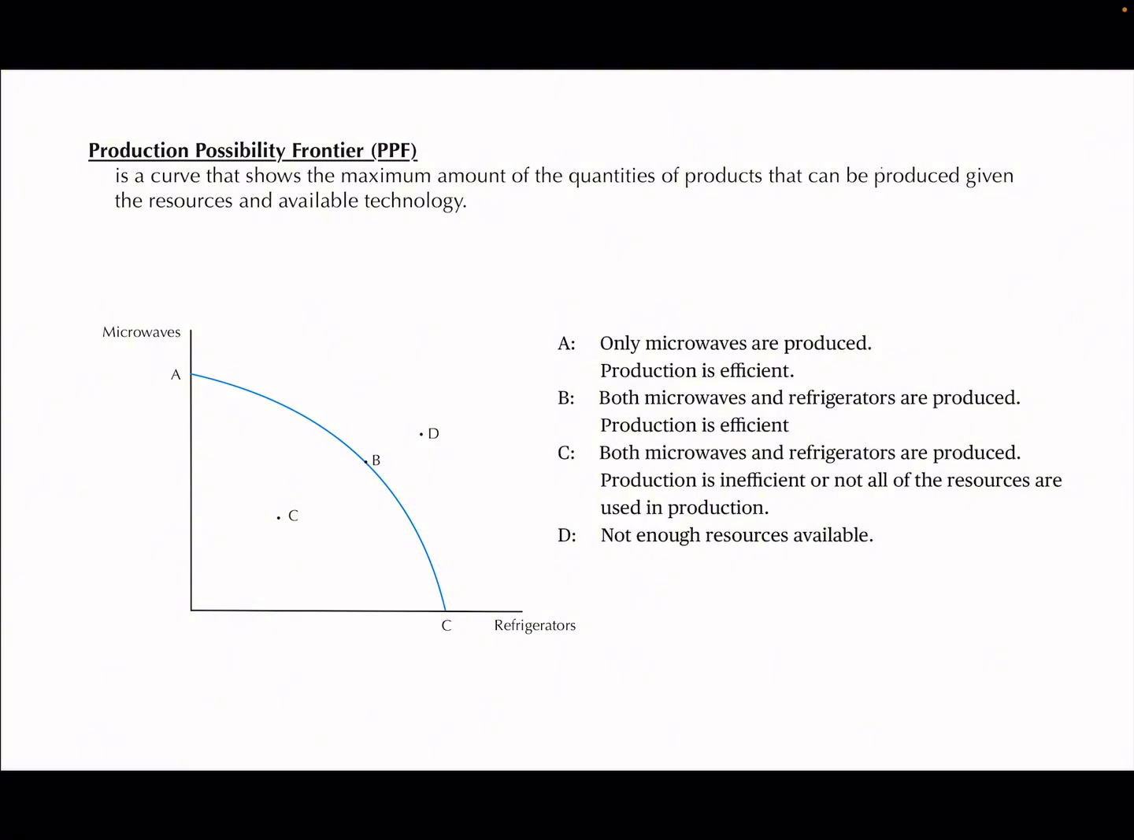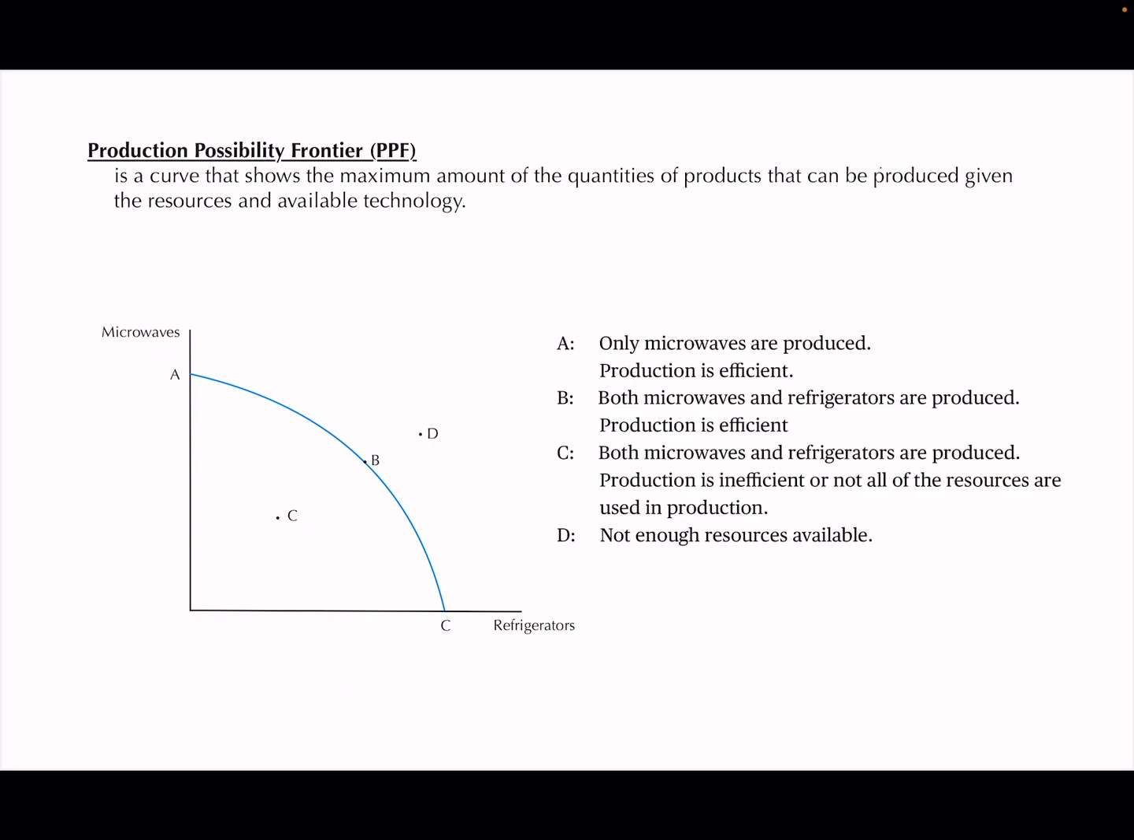Generally, the PPF consists of two products. If you remember from our absolute advantage versus comparative advantage video, the PPF illustrates what amount of a product or combination of products can be produced using all available resources and technology. Thus, if a point is on the PPF curve, production is efficient, which means they are using all of their available resources and technology to produce a combination of the two items.